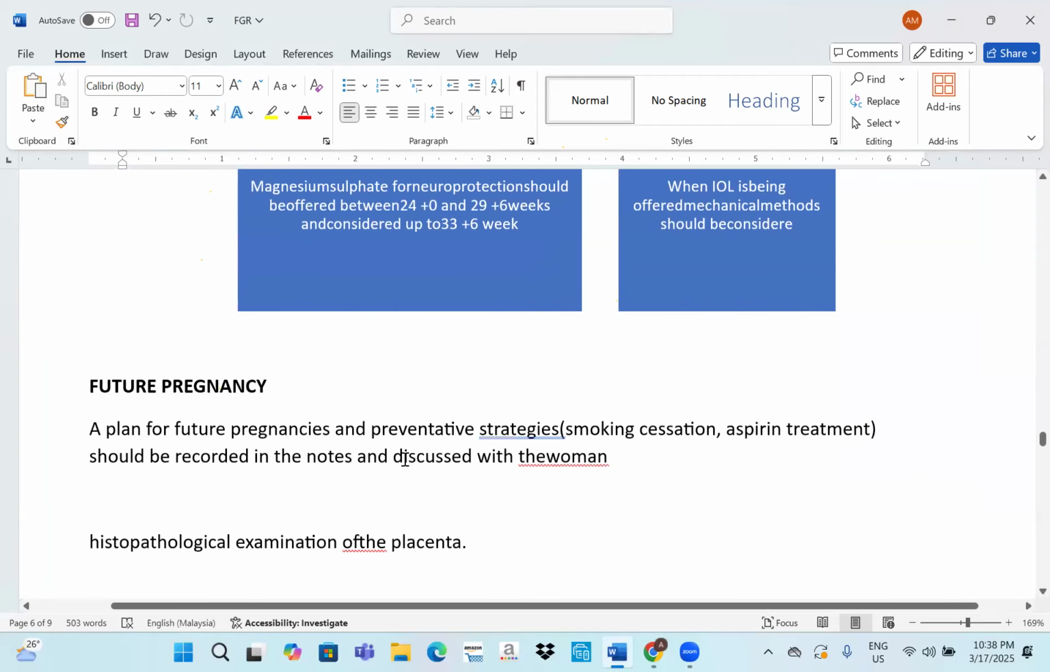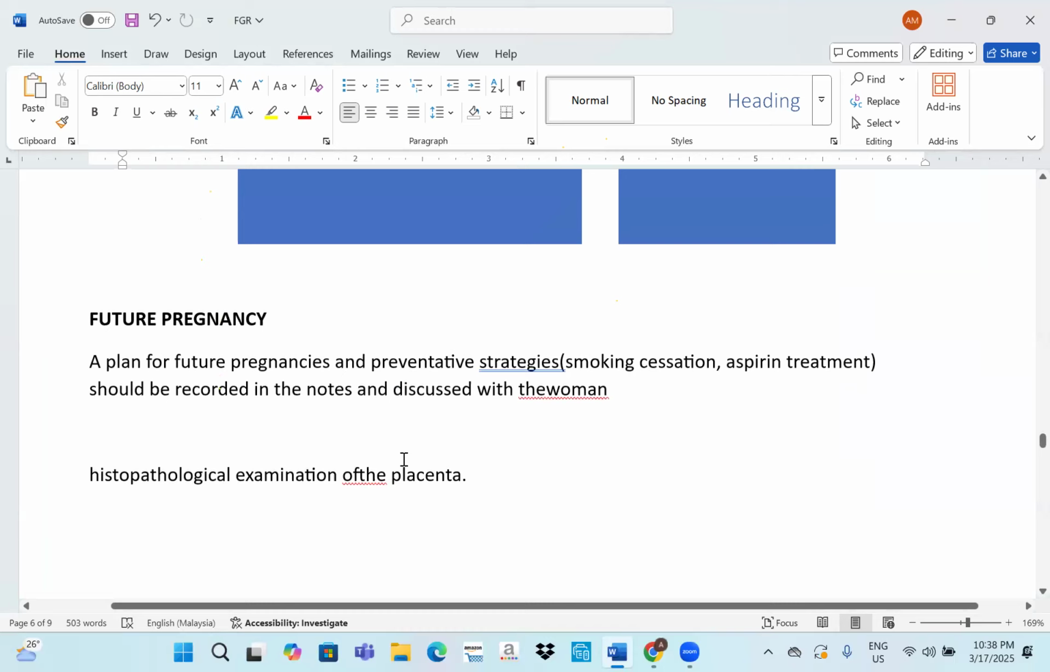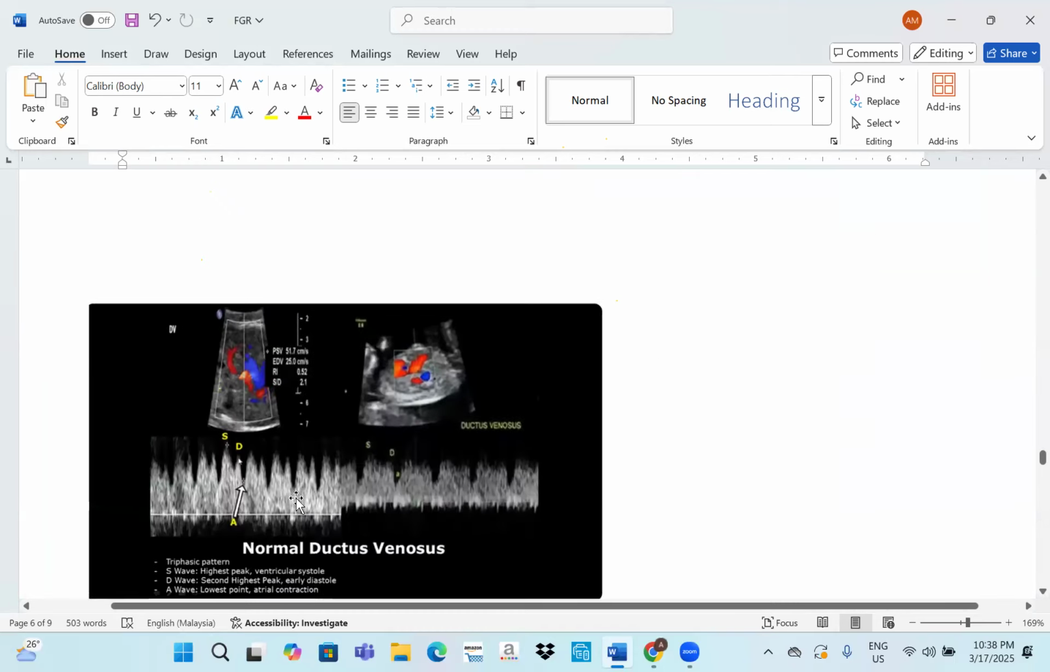This is for the future pregnancy. Future preventive strategies like smoking cessation, aspirin treatment, and the notes record should be complete for the woman. And we can send the placenta for histopathology.